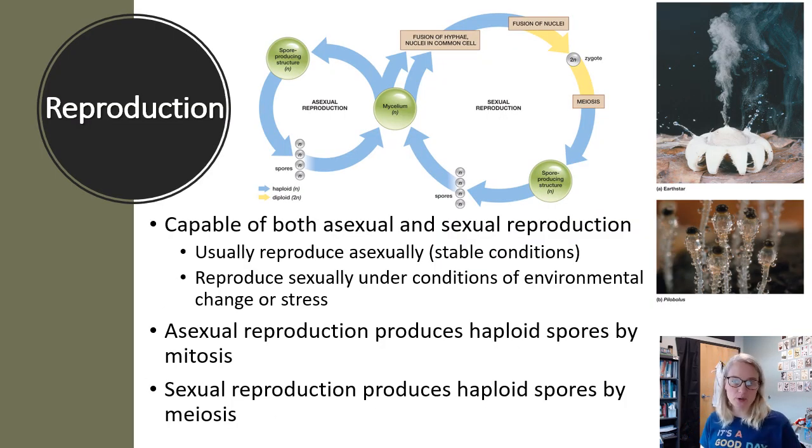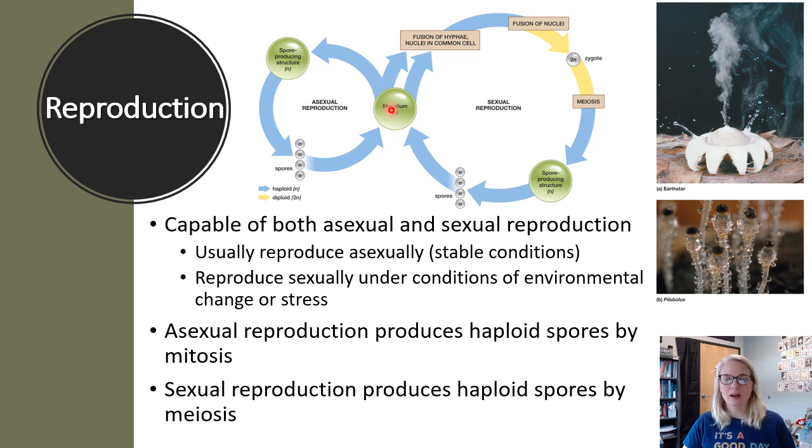Reproduction, kind of like protists, some can do it asexually, some can do it sexually. It just depends on the environmental conditions that are going on. Usually if it's stable, everything's good to go, the organisms will just continue making copies of themselves. So the mycelium are haploid, they'll just undergo mitosis, make some haploid spores, the spores will get released, land somewhere else, and start making some haploid mycelium.